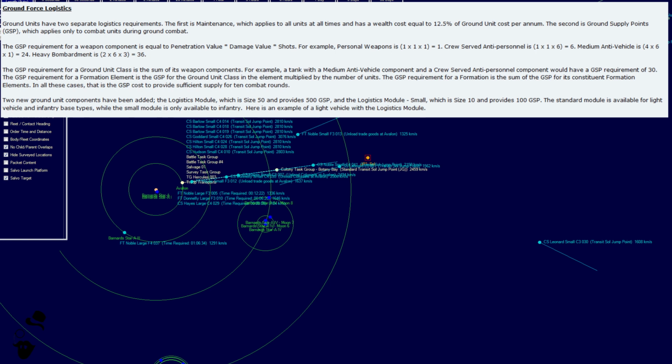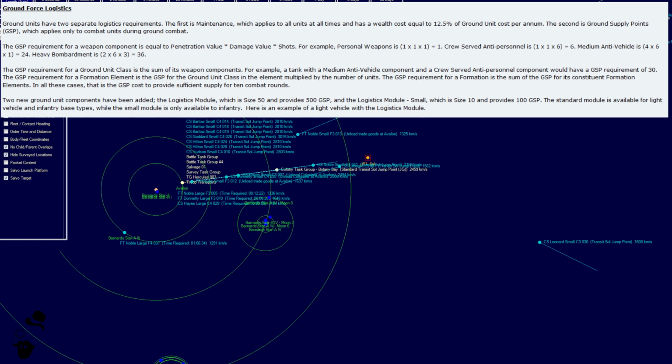The GSP requirement for a ground unit class is the sum of its weapon components. For example, a tank with a medium anti-vehicle component and a crew-served anti-personnel component would have a GSP requirement of 30. The GSP requirement for a formation element is the GSP for the ground unit class multiplied by the number of units. The GSP requirement for a formation is the sum of the GSP of its constituent formation elements. In all these cases, that is the GSP cost to provide sufficient supply for 10 combat rounds.